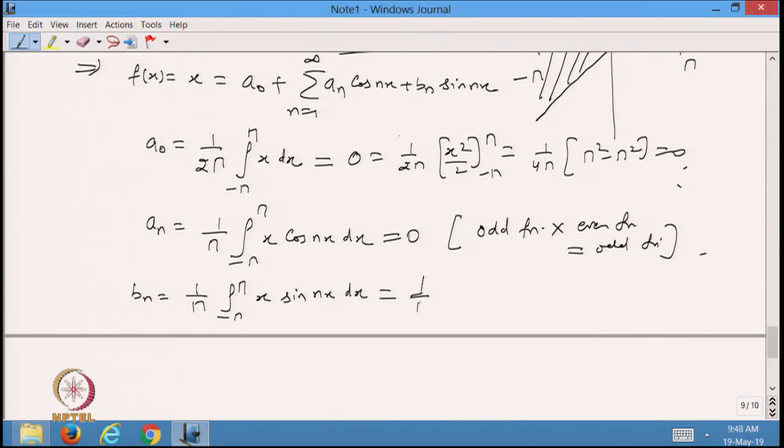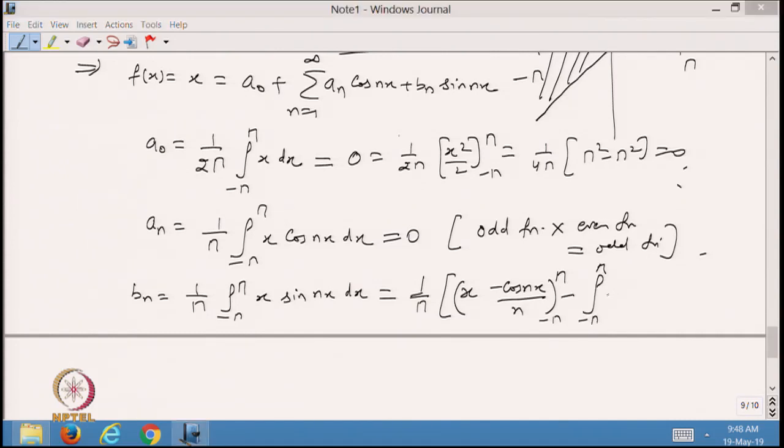So, this will be equal to 1 over pi, and then I will apply the by parts rule. So, this will be x, and the integration of sine will be minus cos n x by n, with the limit from minus pi to pi. And the derivative of x is 1, so it will be minus cos n x by n dx.